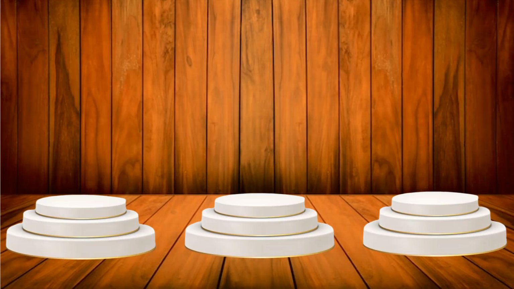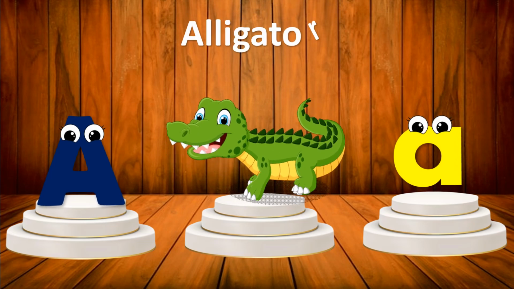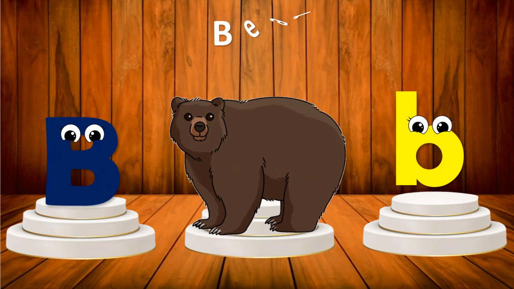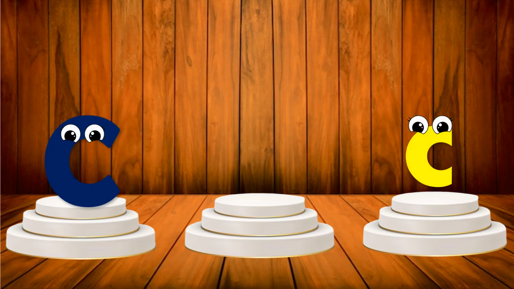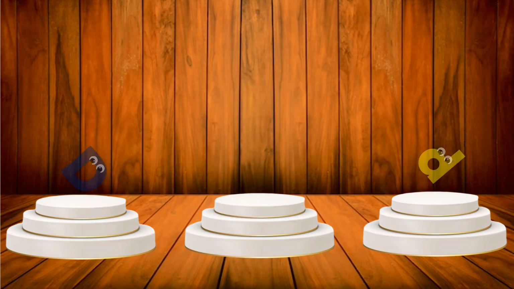A is for alligator. Alligator. B is for bear. Bear. C is for cow. Cow. D is for dog. Dog.